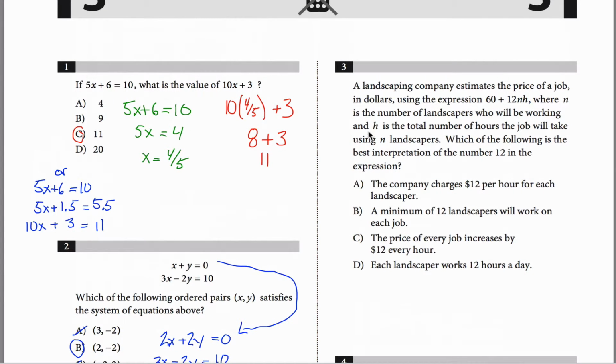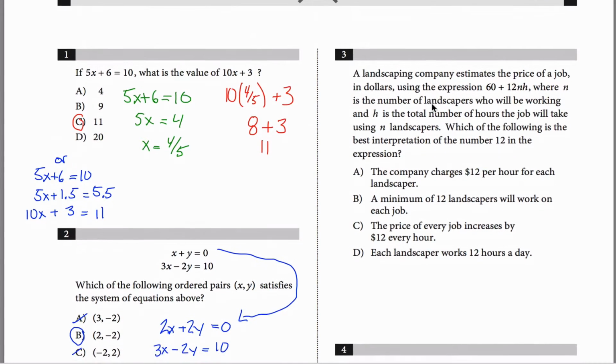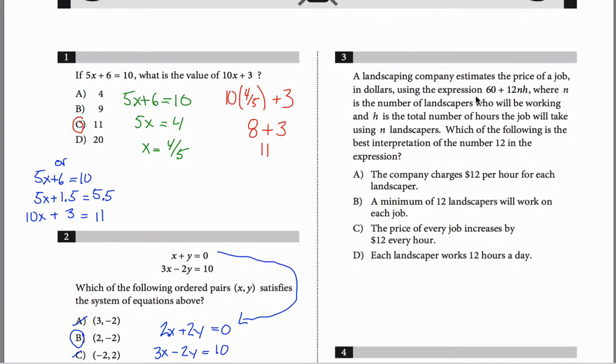Number 3, this is kind of a twist on a linear equation, a linear price function. These show up a lot on these SAT tests. The idea here is a landscaping company estimates the price of a job using this expression, 60 plus 12nh. So you kind of have two variables. n is the number of landscapers, and h is the total number of hours.